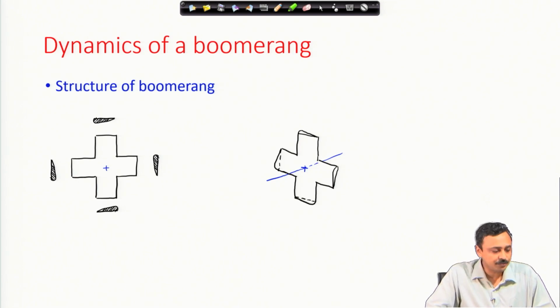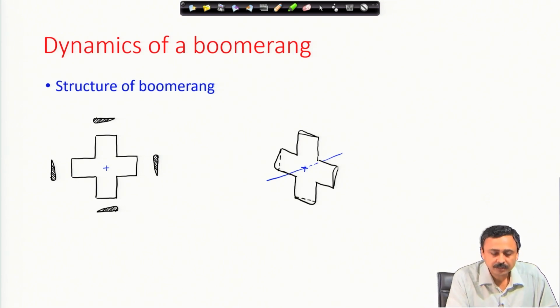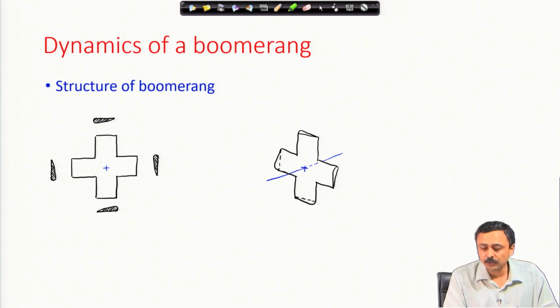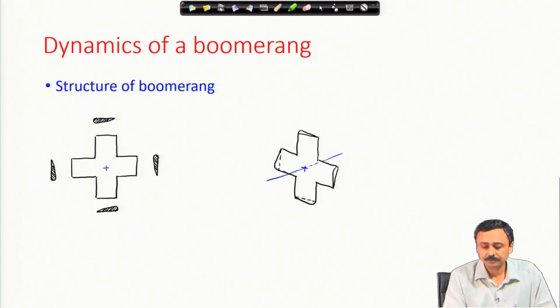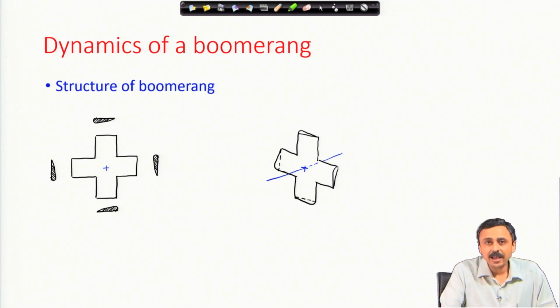I have considered, for simplicity, this 4-armed boomerang. So, there is this crossed structure, but these arms have aerofoil shape, and note carefully how the aerofoil shape is oriented in the 4 arms. I have also shown an isometric view which makes it clear how the aerofoils are oriented. So, they are all moving in the same direction. The center of mass has been shown by that cross, and the axis of rotation has been shown by this blue line.